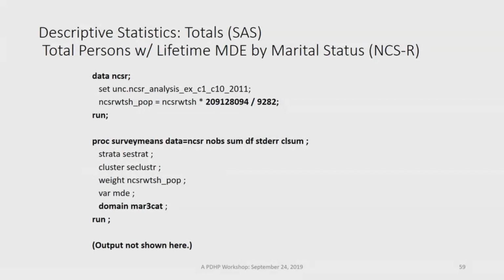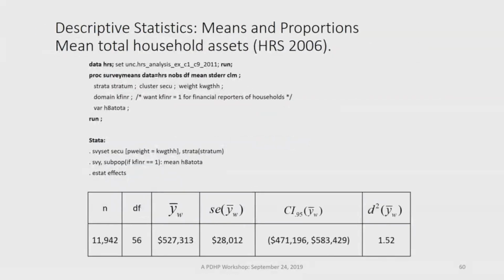Okay. Now, a little bit of a misnomer. To get totals in SAS, you actually have to use proc surveymeans. There's no proc surveytotal. You have to use proc surveymeans and then add that sum option. That's where you get weighted estimates of totals if you're a SAS user. Okay, means and proportions. Not much changes here. In SAS, you'd want to use proc surveymeans. In Stata, you would just use svy mean.